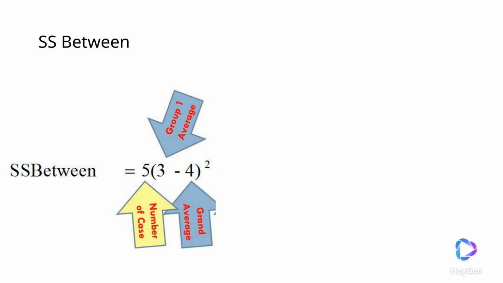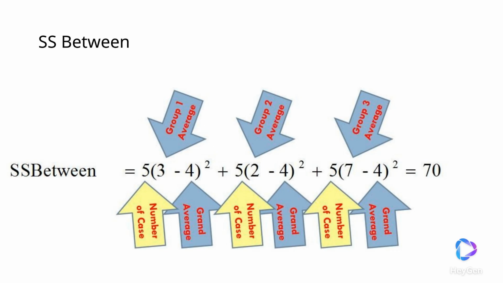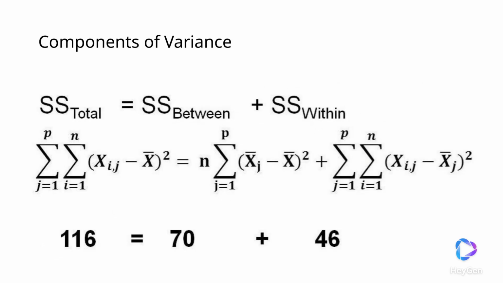To calculate sum of squares between, use the difference of sample and grand average. We did this for the second group. And the last group. The calculated sum of square is 70. The total sum of square is the sum of the squared difference of observed ratings and the grand average. We could have calculated the total as sum of between and within sum of squares.